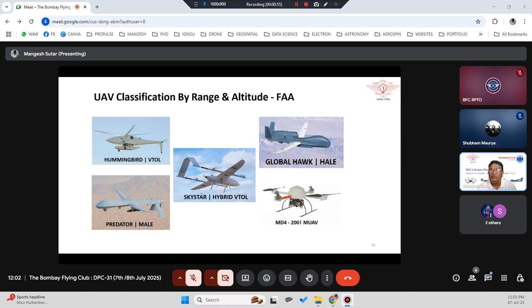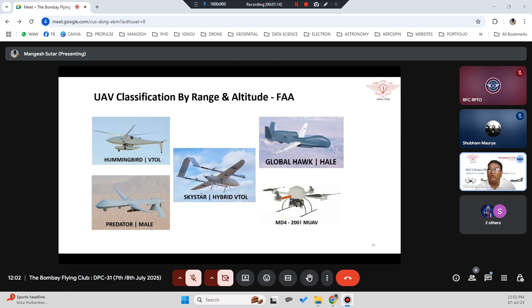Now, if you see the classification by range and altitude from the Federal Aviation Administration, the US actually follows classification based on range and altitude, as well as size. There are three parameters which they consider to classify their UAVs, or unmanned aircraft vehicles.